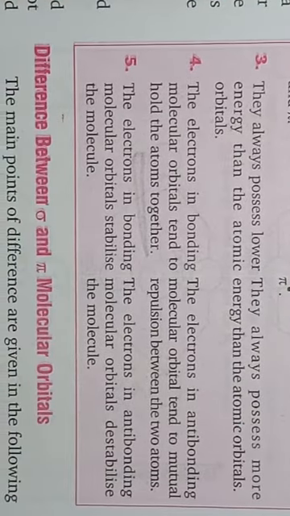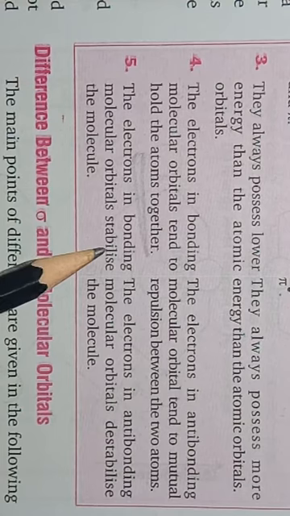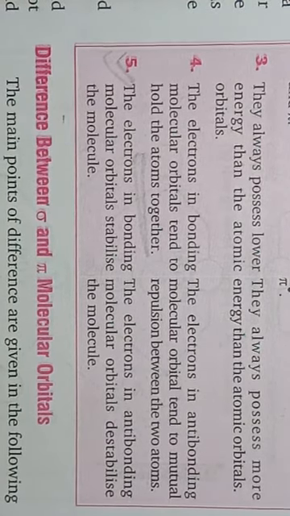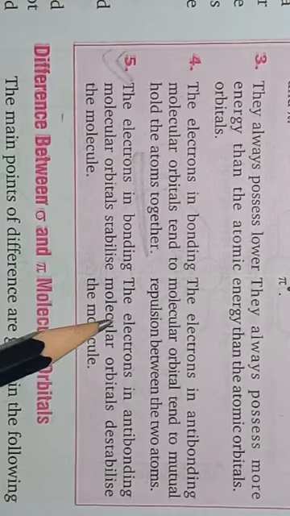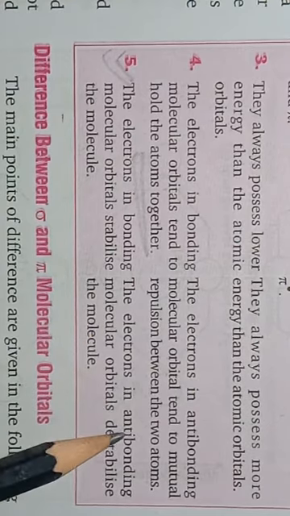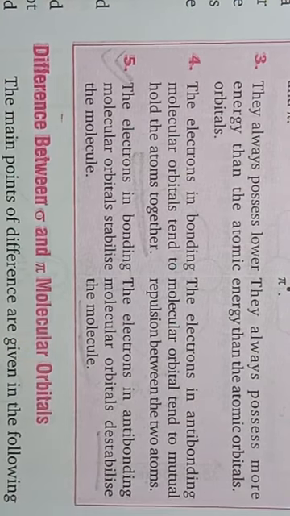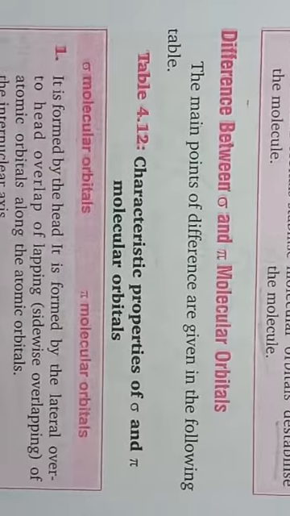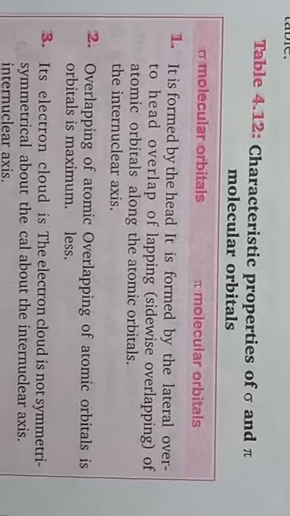Okay, students. The last point, the electrons in bonding molecular orbitals stabilize the molecule. So the bonding molecular orbitals are responsible for the molecule formation or for the stability of the molecule, whereas the electrons in anti-bonding molecular orbitals destabilize the molecule. Okay, students. Then after this, the difference between sigma and pi molecular orbitals.